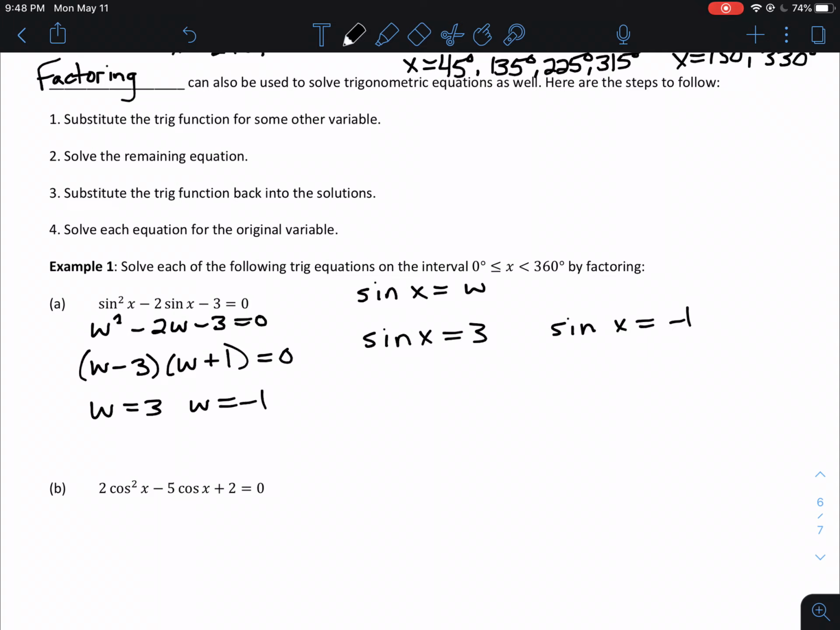Now looking at your unit circle, sine of x never actually gets to be 3. In fact, the largest value you can get is either 1 or negative 1. So for this first equation, there is no solution. For the second equation, sine of x equals negative 1, we're looking again for where would our y value be equal to negative 1. And that happens at one place on the unit circle. That happens at 270 degrees. So in this case, our equation only had one solution.